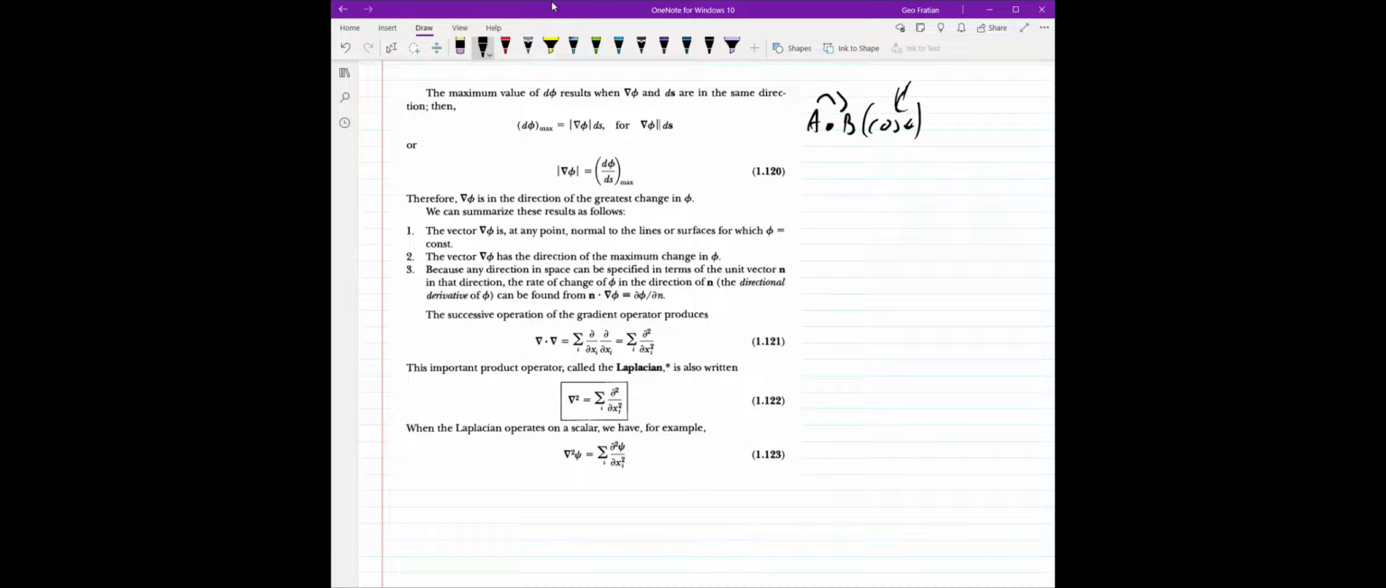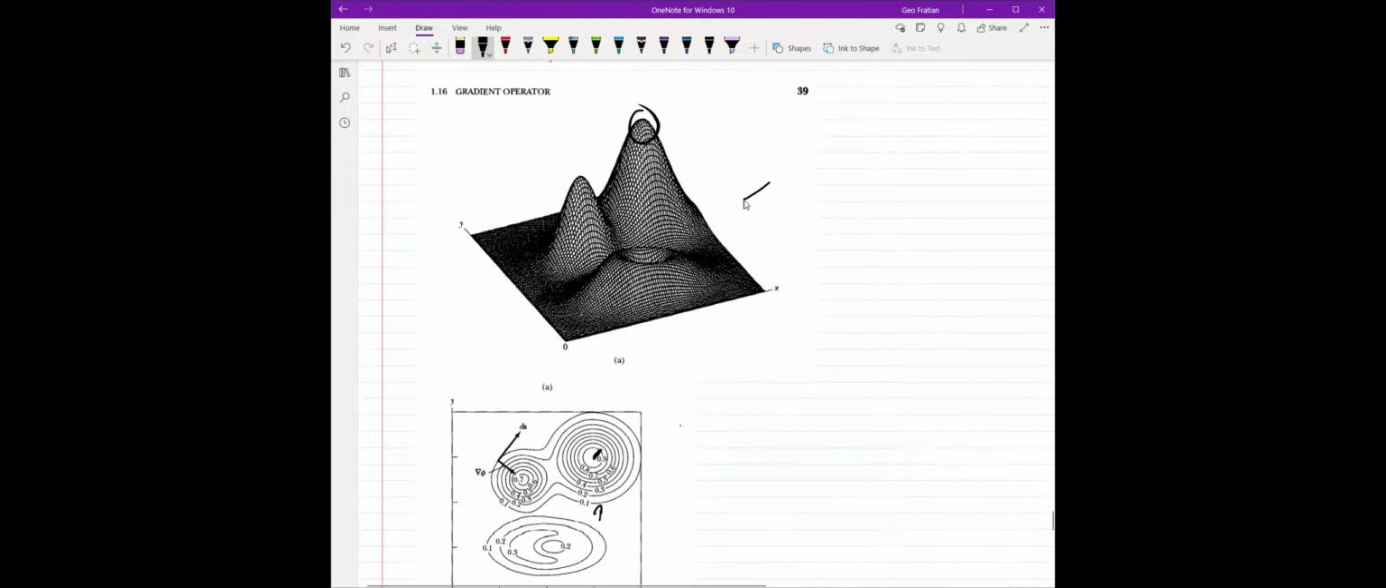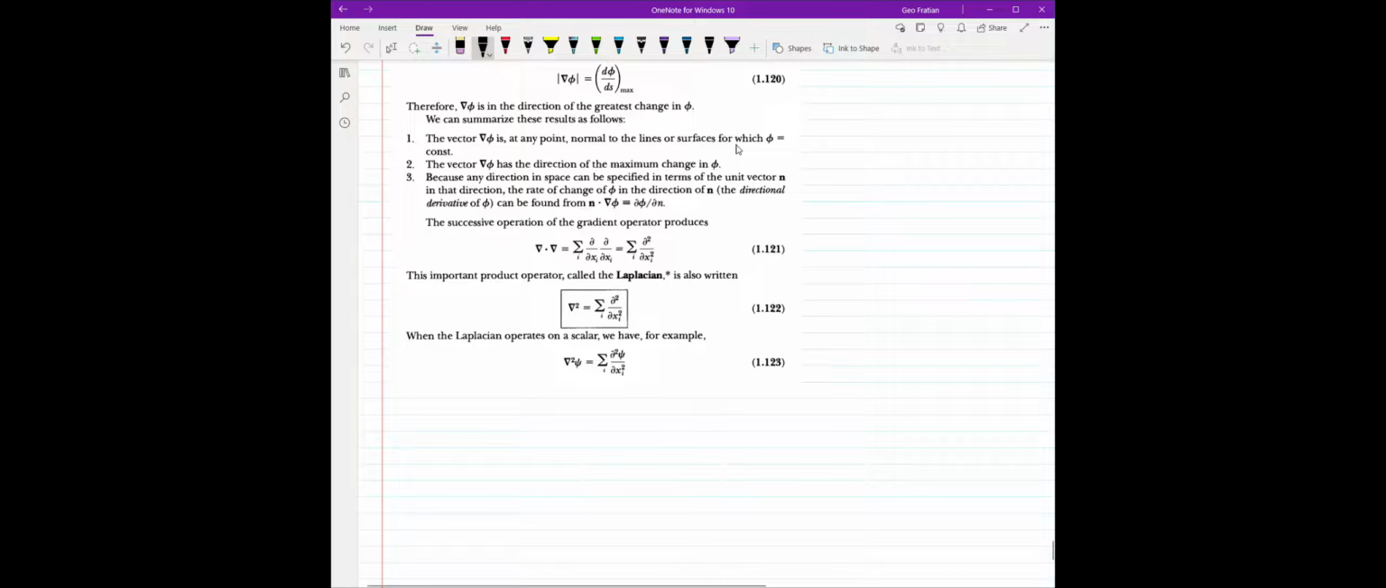So therefore, we can say that the gradient of phi is in the direction of the greatest change in phi, which is kind of what I was trying to show with the contour map here, because the greatest change is at the peak, right? The vector grad phi has the direction of the maximum change in phi, because any direction in space can be specified in terms of the unit vector n, where n is the normal vector. The rate of change of phi in the direction of n can be found by just dotting the two, because that can give you the direction, right?